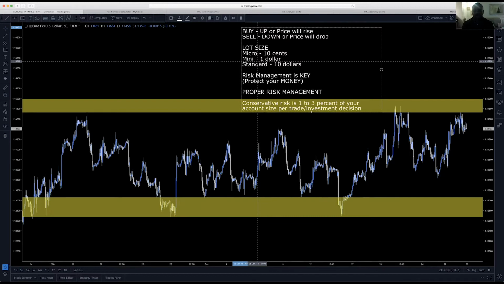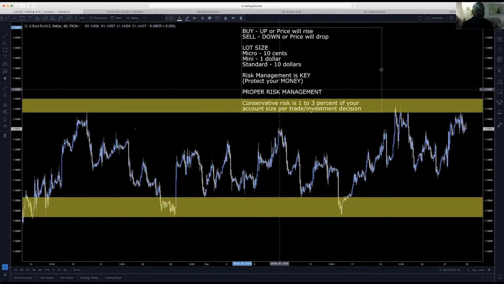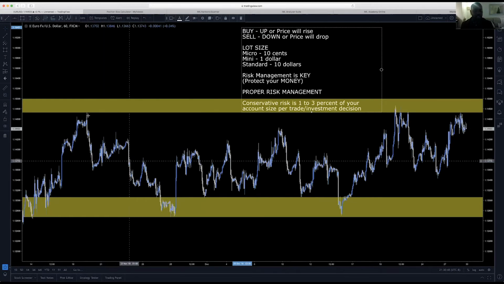So you don't have to put all of your account in jeopardy based upon one trade. Whenever you're taking a trade, you're going to want to risk 1 to 3% of your account size per trade, per investment opportunity. Now we have calculators that help us with that. Now people always ask, how do you really make the money?